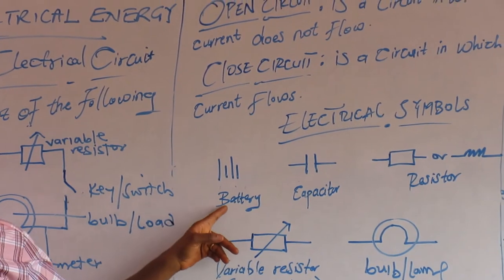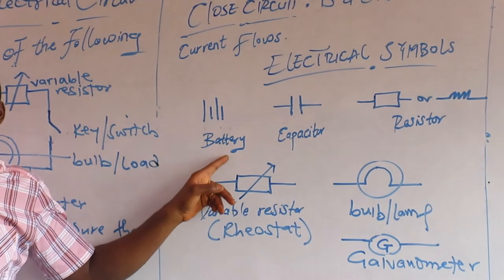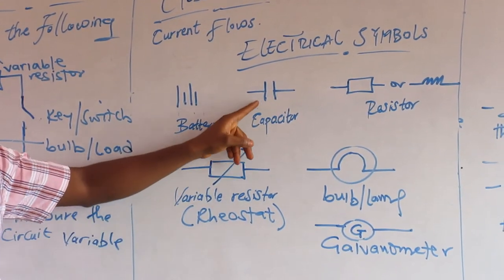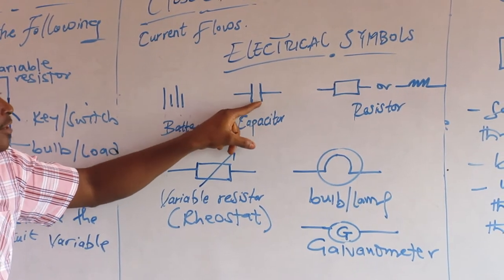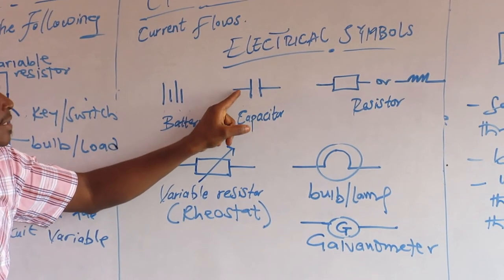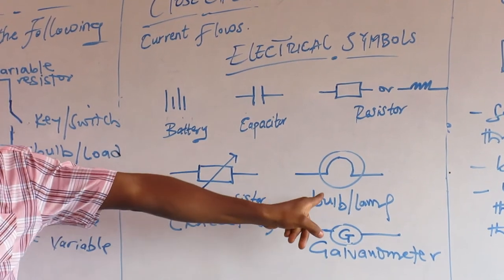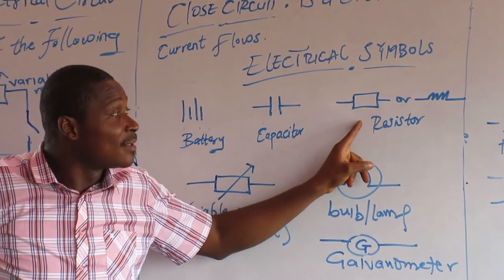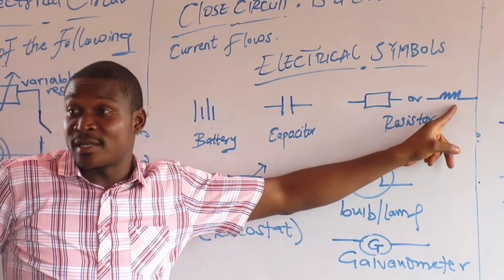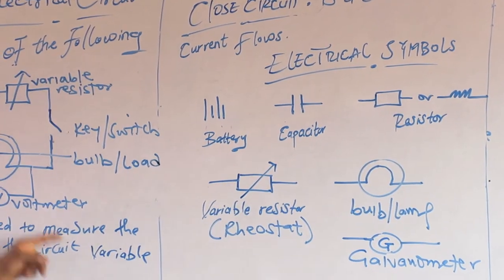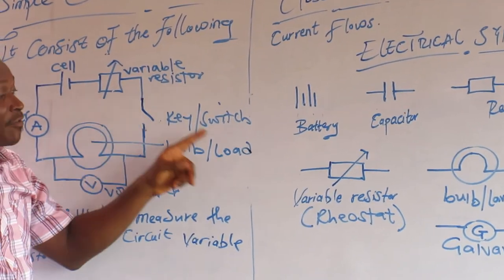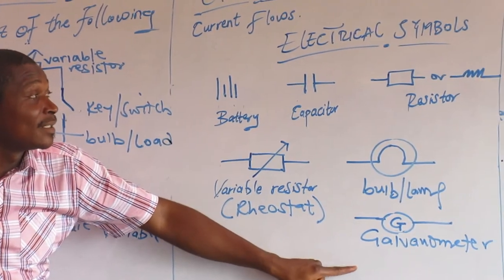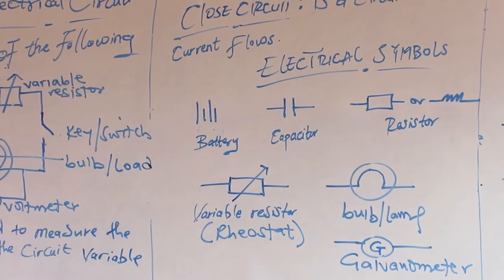Electrical symbols. There is a battery. A group of cells forms a battery. There is a capacitor, right? The plates are of the same length. You see that? This thing here is a wire, connecting maybe another thing. This is also a wire. This is a resistor, this or this. You know the symbols you see in electrical circuits, right? So when it comes to the circuits here, you can see this. That is a variable resistor. There is a bulb or lamp. There is a galvanometer. Okay, so these are just a few electrical symbols, right?